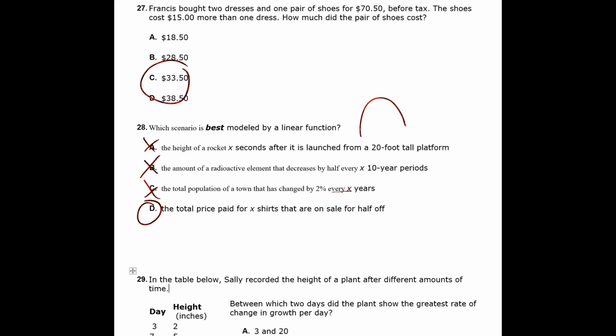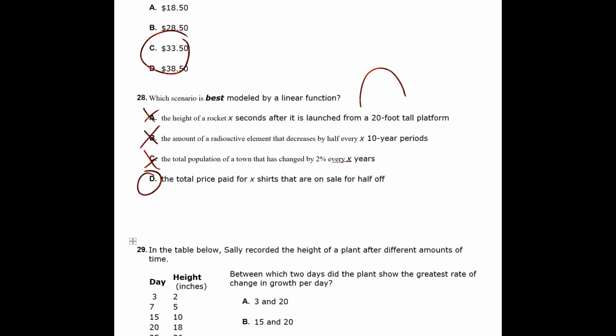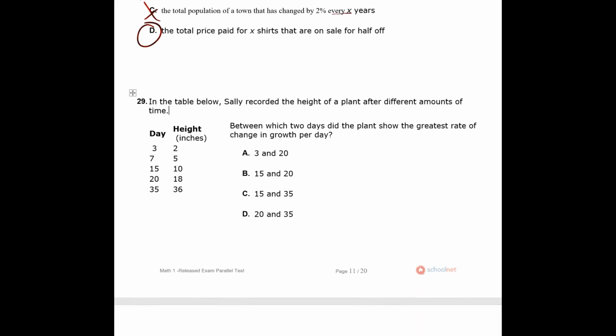Next problem. In the table below, Sally recorded the height of a plant after different amounts of time. Between which 2 days did the plant grow the greatest rate of change? All right, so in growth per day, I know I should have looked at, but no, you want to leave stuff here. All right, so 2 to 5 gives you 3. 5 to 10 gives you 5. You're growing by 5. 10 to 18 is growing by 8. And then 18 to 36 is growing by 18. Well, 3 to 7 grows by 4. 7 to 15 grows by 8. 15 to 20 grows by 5. And then 20 to 35 grows by 15.